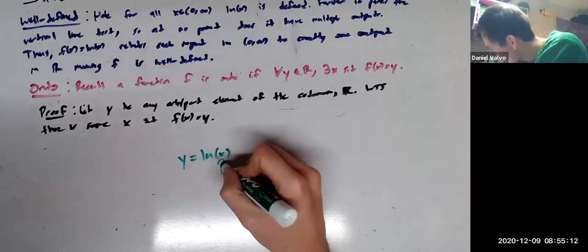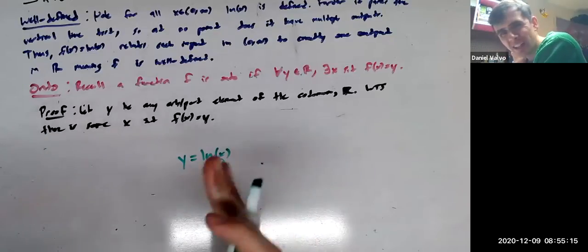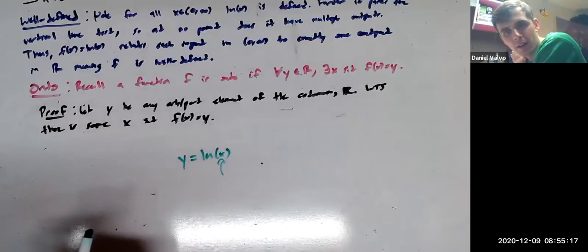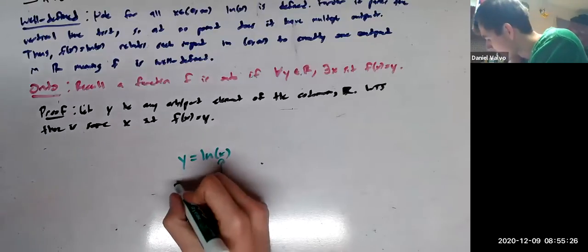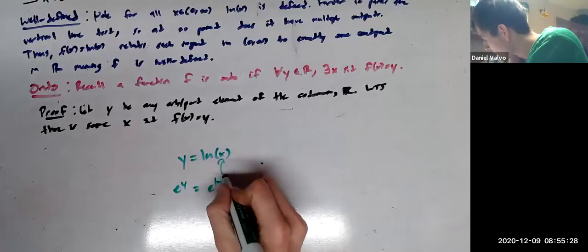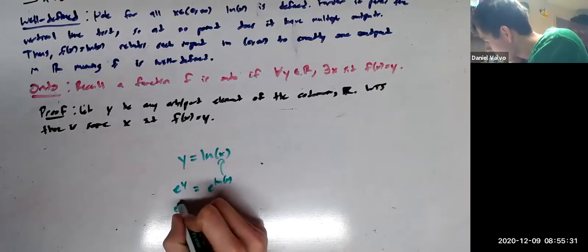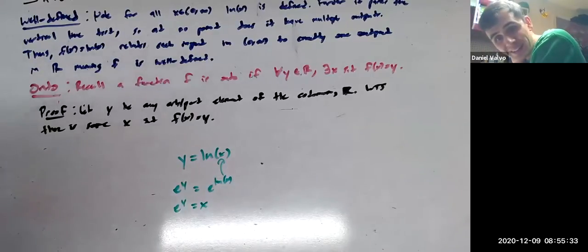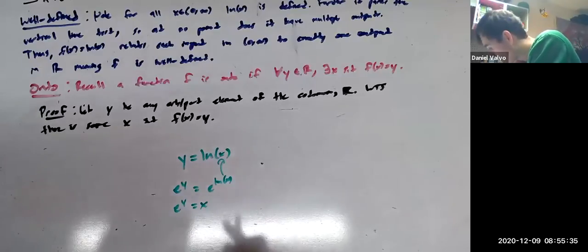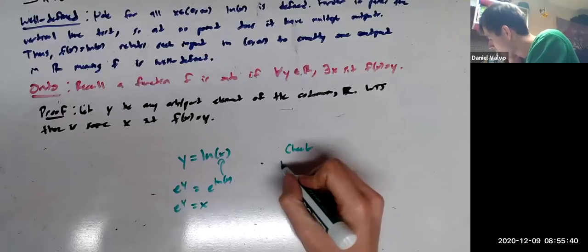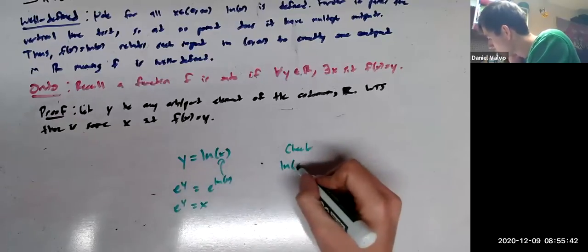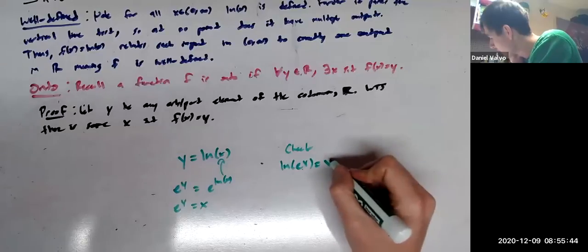So what does this x have to be? What does x have to be so that we can plug it into ln and get y? That's the question. Let's just solve for x. We can solve for x by doing e to the both sides like this, and we get that e to the y must equal x. And we can check this: ln of x equals ln of e to the y, which does in fact equal y.